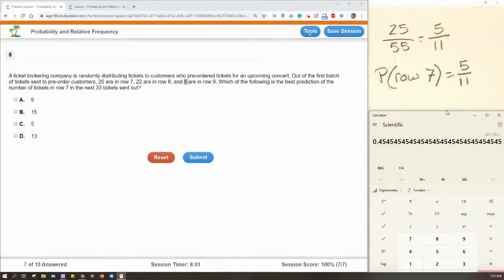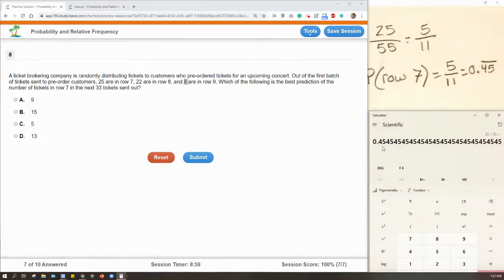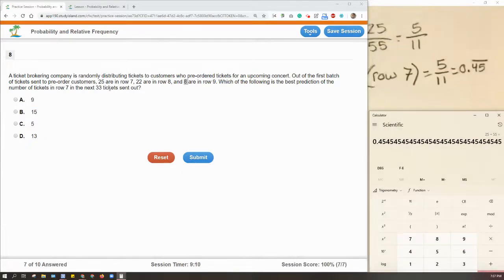But the decimal equivalent of 5/11ths is 0.45 repeating, 0.454545. And I write 0.45 repeating with the little repeating bar. Now, which of the following is the best prediction of the number of tickets in row 7 for the next 33 tickets out? Well, we want 5/11ths of 33.